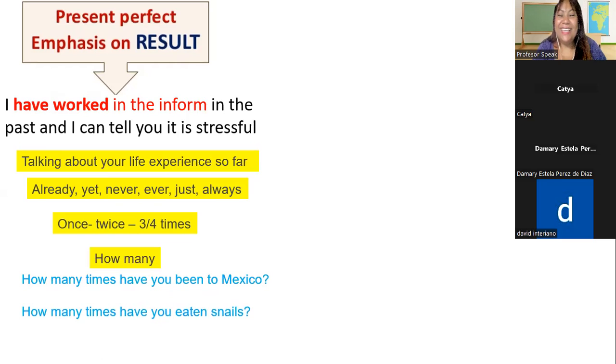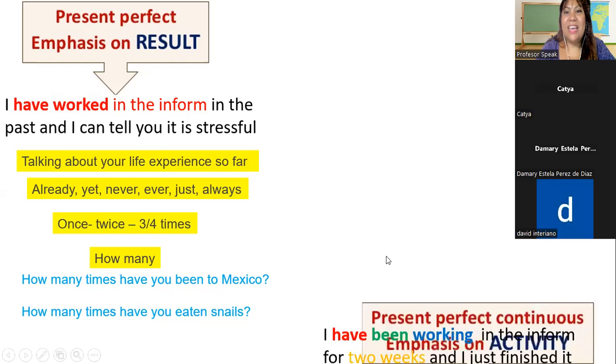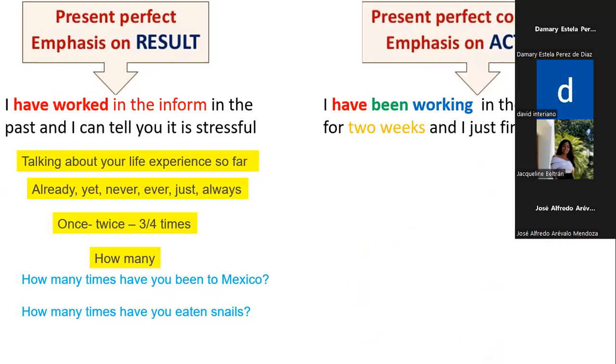Thank you. So let's see. Kat, can you read the other part? How many times have you been to Mexico? And how many times have you eaten snails? Okay, very good. Thank you. David, read the other part. I have been working in the infirmary for 2 weeks and I just finished it. Okay, very good. So remember, when you are talking, you have to say, for 2 weeks, you have to emphasize, like Rosa de Guadalupe over there. Oh my gosh, okay? You have to emphasize. So continue, David.